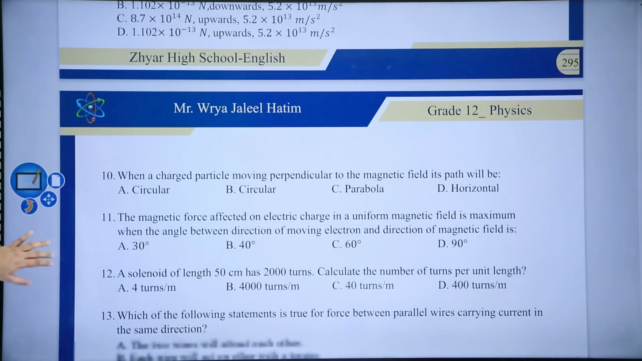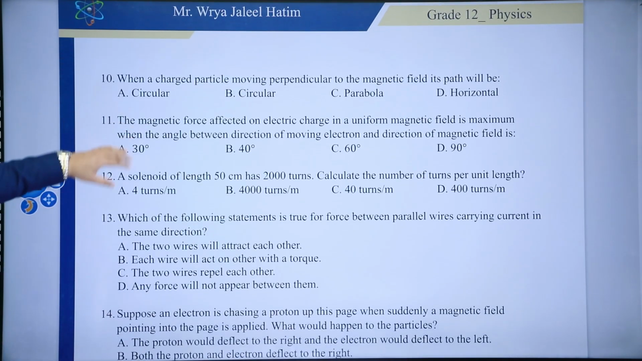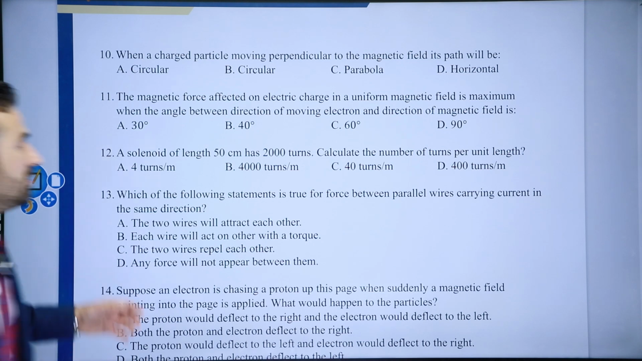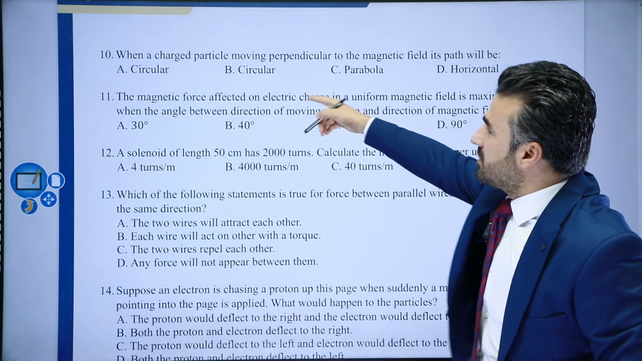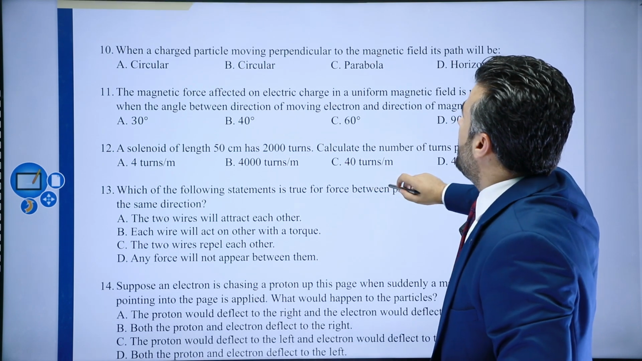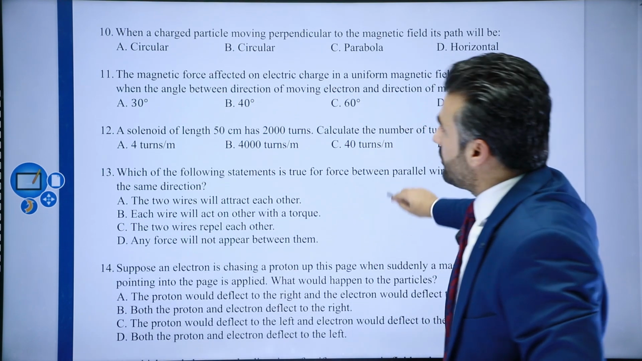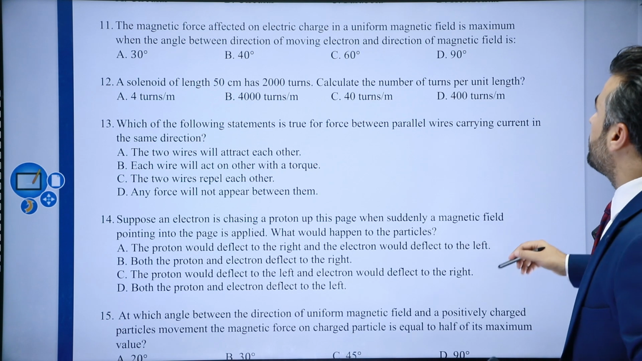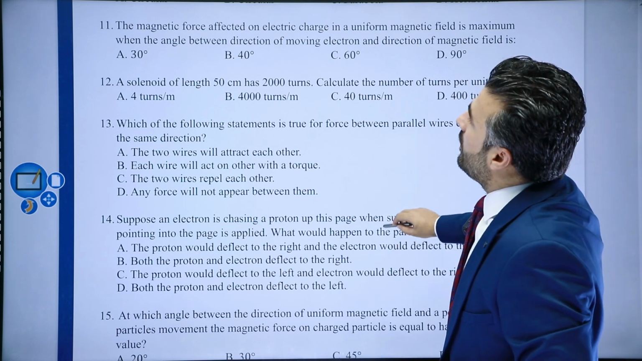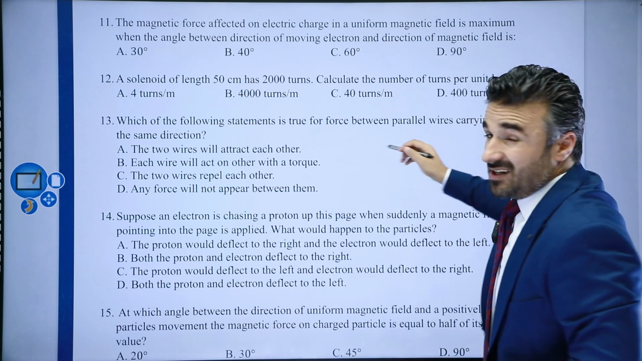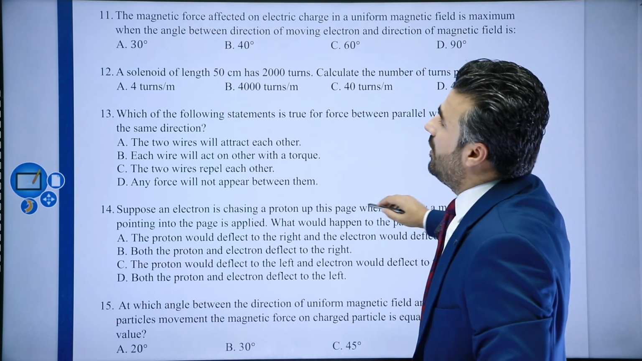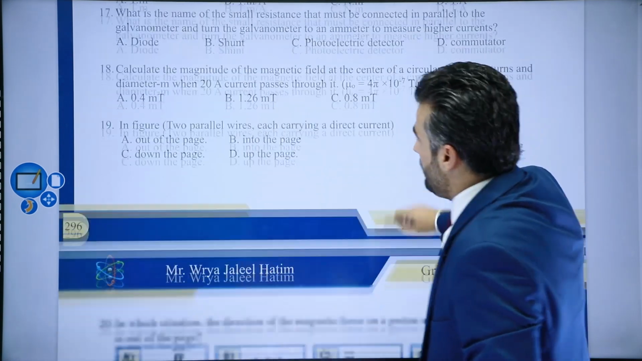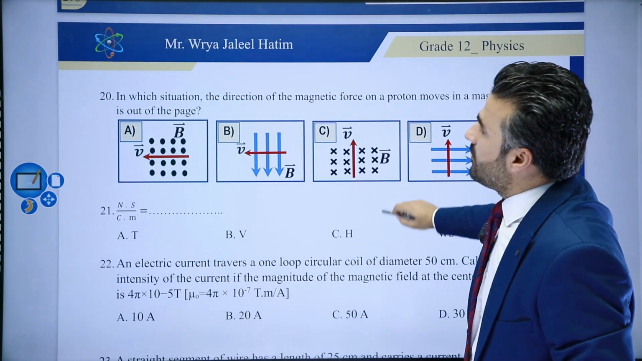Okay. When a charged particle is moving perpendicular to the magnetic field, its path, of course, is going to be circular. These options are repeated here, they shouldn't be repeated. Parabolic or horizontal, of course, it is going to be circular. The magnetic field's effect on an electric charge in a uniform magnetic field is maximum when the angle between the direction of the moving electron and the direction of the magnetic field is basically 90, because sine 90 is 1 here. And of course, the remaining questions are very, very easy. So you can see all the other questions, we have gone through them as well.